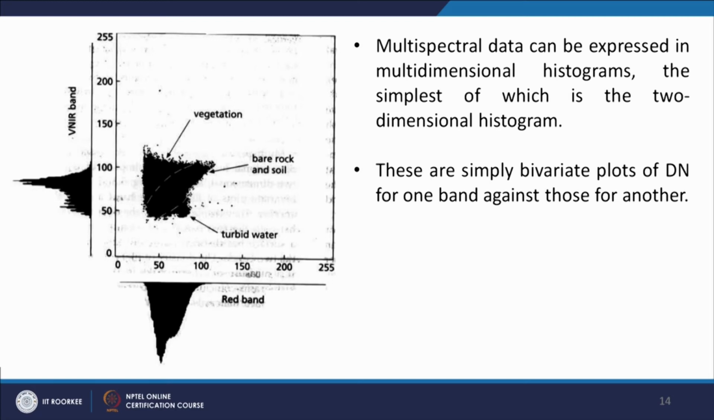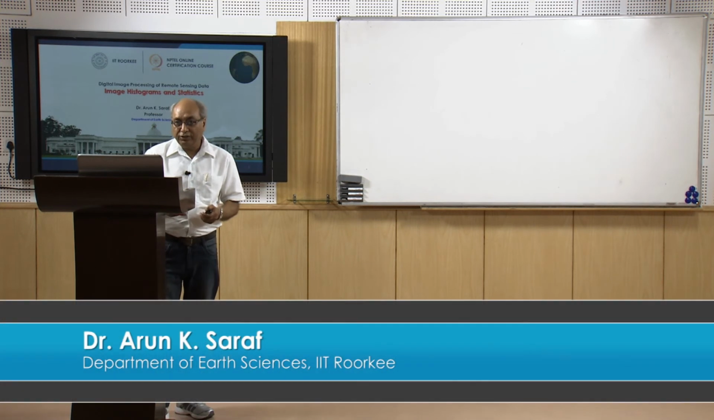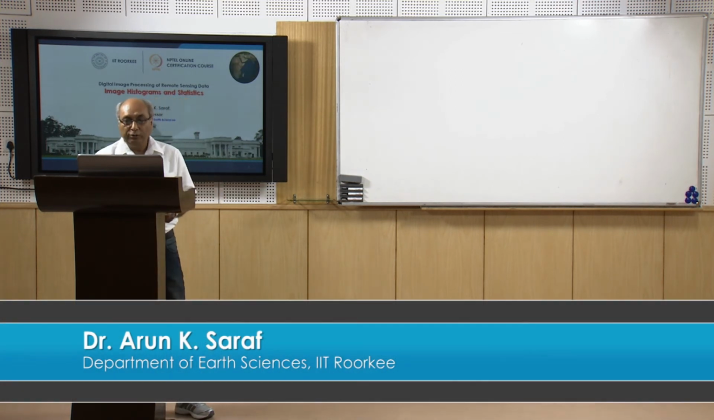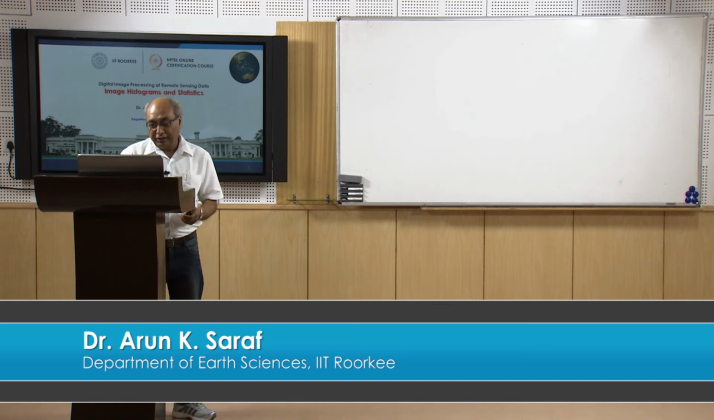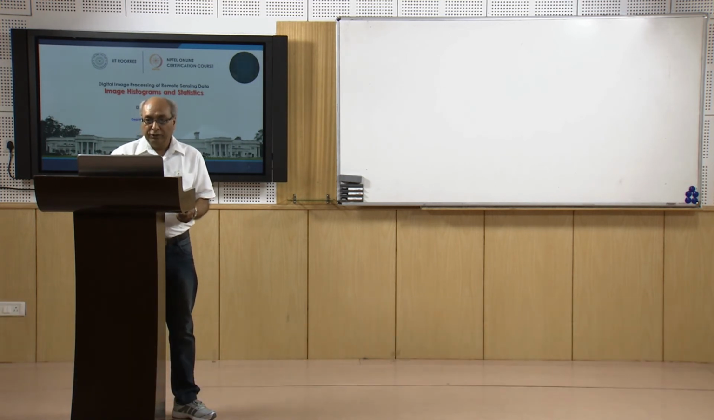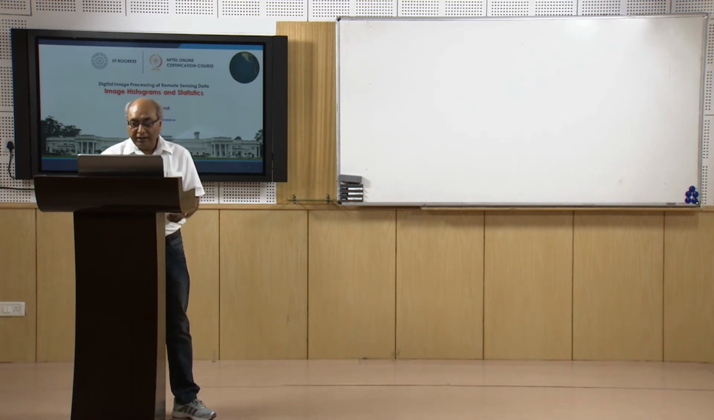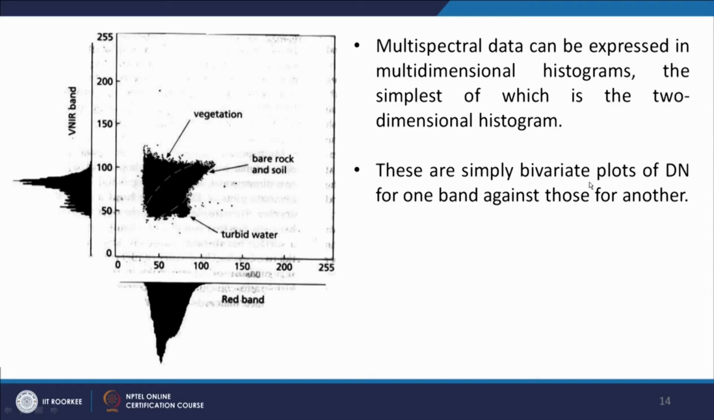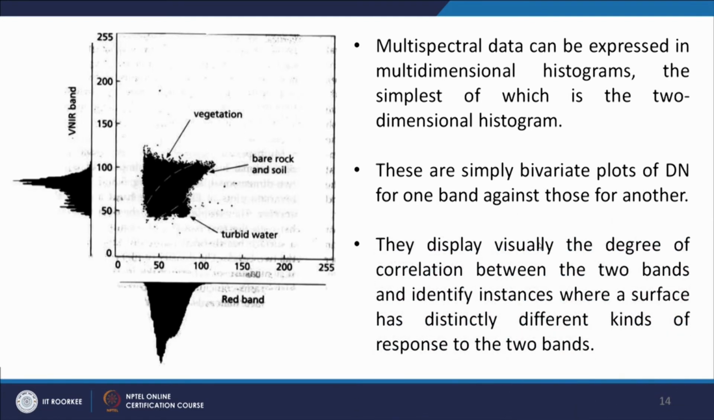In graphical form, maybe two-dimensional, at most three-dimensional, such histograms are possible, but beyond that it is not possible graphically. From a statistical point of view, however, it is possible to involve as many bands as one can think of or requires. These are also called bivariate plots of pixel values for one band against those for another, and they visually display the degree of correlation between the two bands.